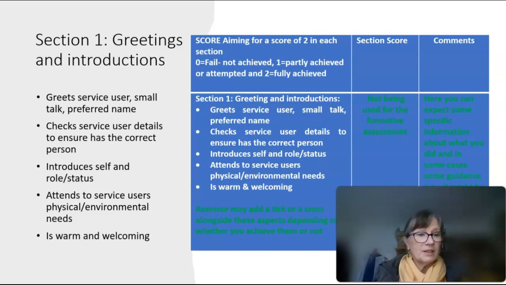Under section 1 here, you can see these are what we're specifically looking for: that you greet them, the small talk, check the preferred name, everything we've been doing over the rest of the module, checking the service user details to check you've got the right person, introducing yourself and your role or your status, attending to the service user's needs. Are they comfortable where they're sitting? Is the temperature okay? It's all of those things, warm and welcoming. So this is exactly what you have been doing since day 1 of the module.